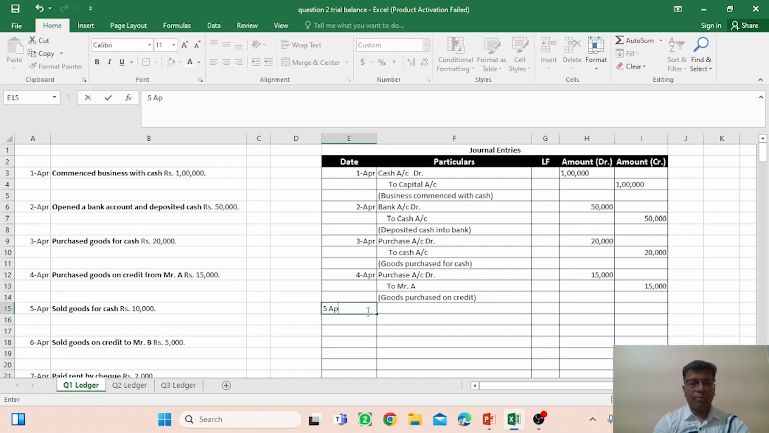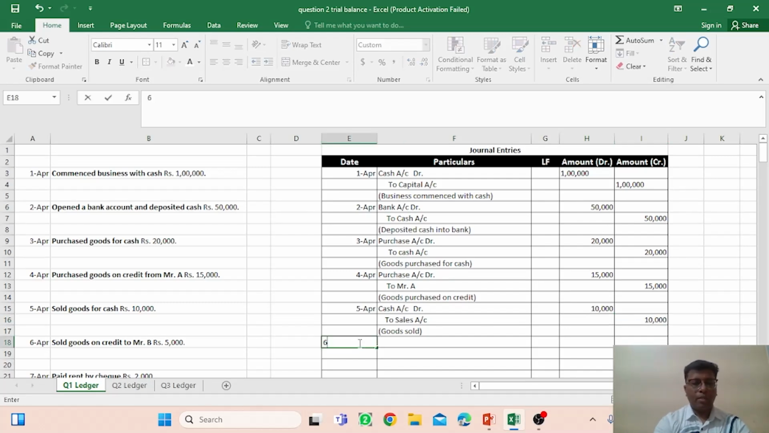And on 5th April, as you see, another transaction is sold goods for cash. So cash account debit, to sales account, and the narration is goods sold for cash, and the amount is 10,000, right?